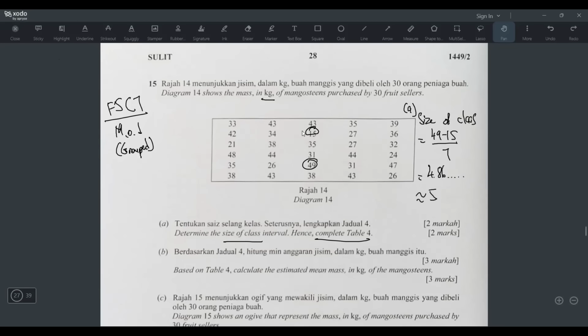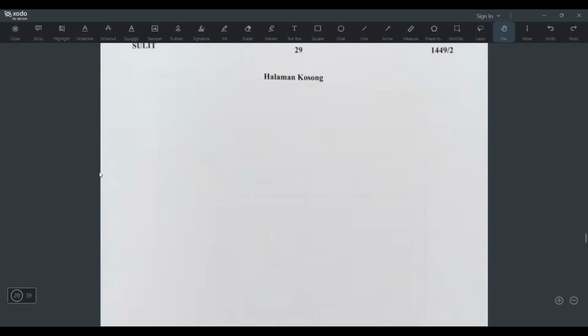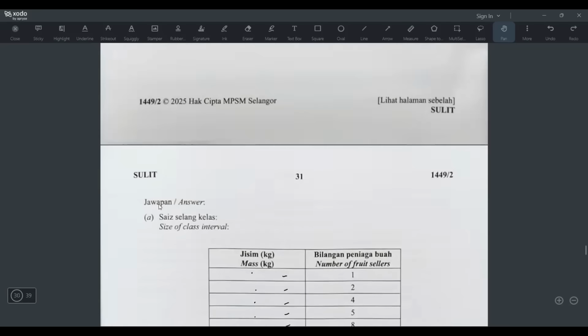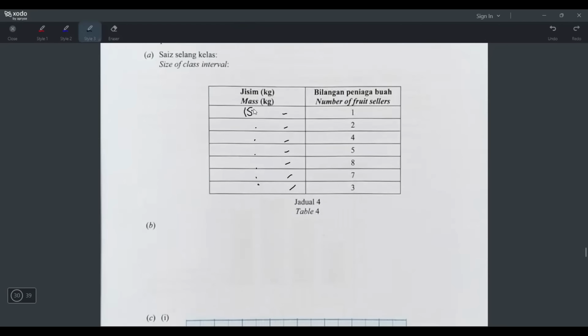So now you can start with the smallest number 15. So the smallest number is 15. So definitely the first class will be 15. But you jangan plus 5, huh? If you do plus 5, it will be 20. But it's wrong already. Because 15 to 20, the size of class is 6. Because when you count the size, you actually include the 15.